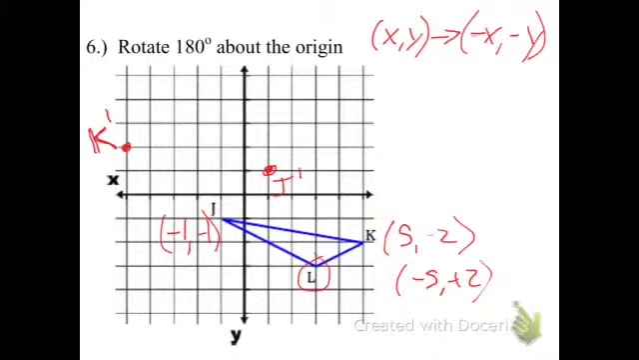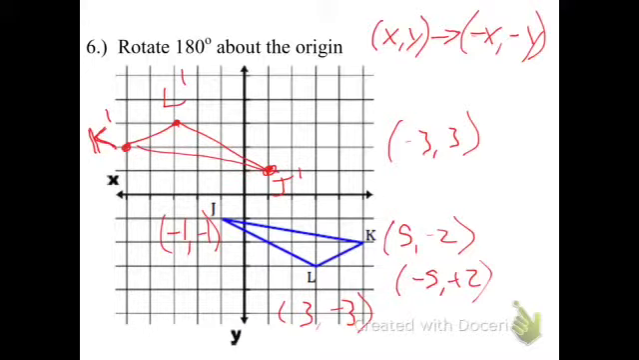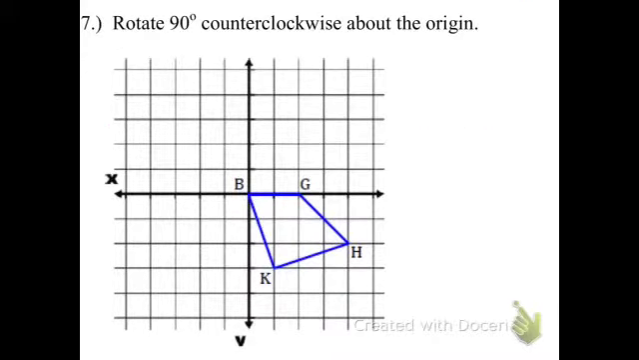And then L is sitting at 3, -3. Switch the signs on both of those. You're looking at -3, 3. So -3, 3. There's my L prime. Once I have that, connect it up. And there's my shape, rotated 180 degrees about the origin.